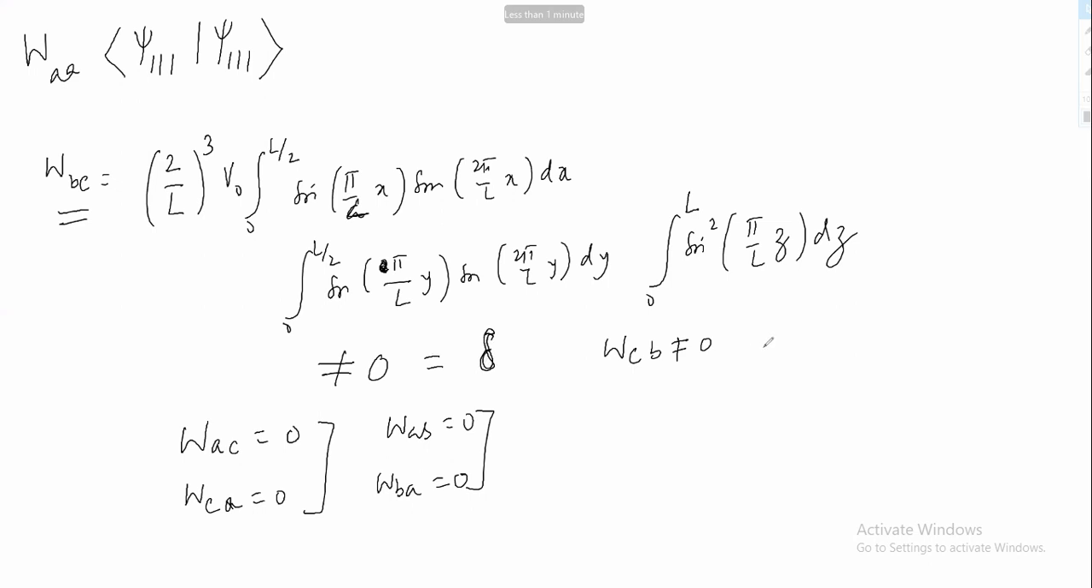So therefore, what will be WCB? That will also be delta, a constant. Therefore, the matrix element that you will get will have a V0 by 4 because WAA, WBB and WCC are 1, and WBC and WCB are non-zero. Therefore, WAB is 0, WAC is 0, WCA is 0.